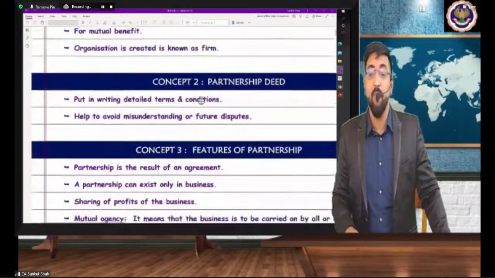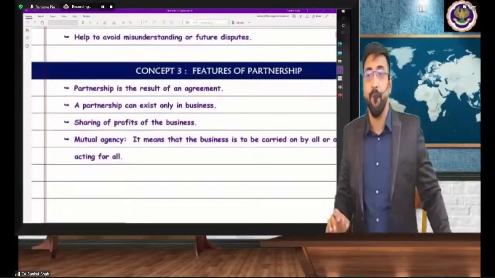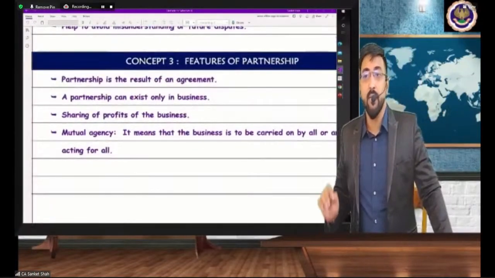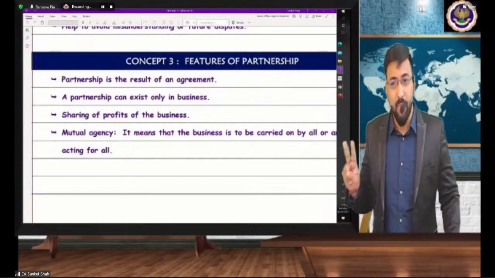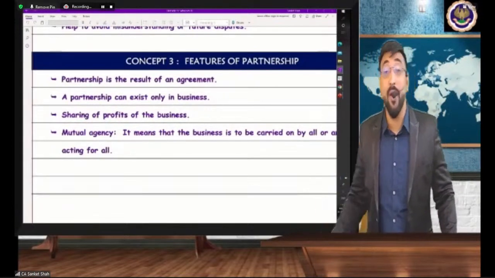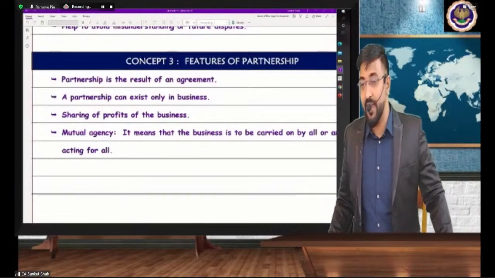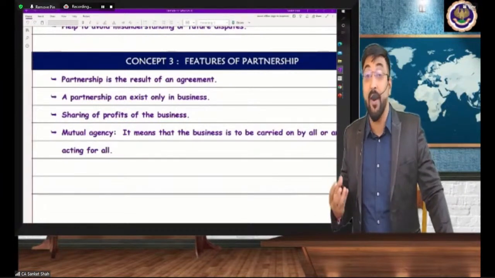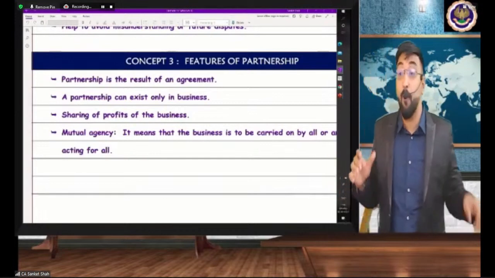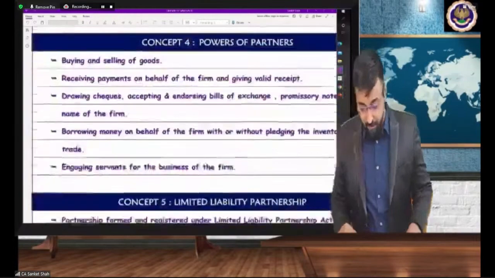Chalo. So now what are the features of partnership? Features, very, very important. A partnership firm is the result of an agreement, and it is mutual agency. An important point here: partners are going to share profit or losses. Here they won't get any amount in the form of interest or something. There is no interest expenditure. The profit will be shared by the owners. So these are some features.